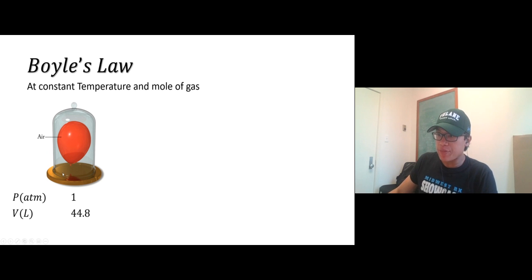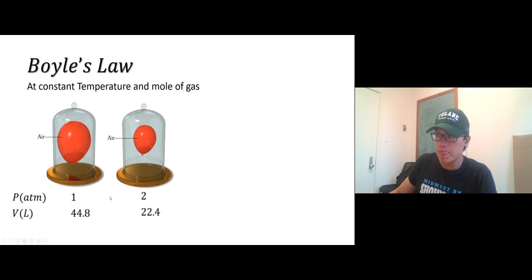So let's say there's one ATM in here, right? And the volume of this gas is 44.8 liters, all right? If we increase the pressure outside of this container, which right now is one ATM, the volume decreases. Right? And if we quadruple the pressure, the volume goes down even further, and so on.